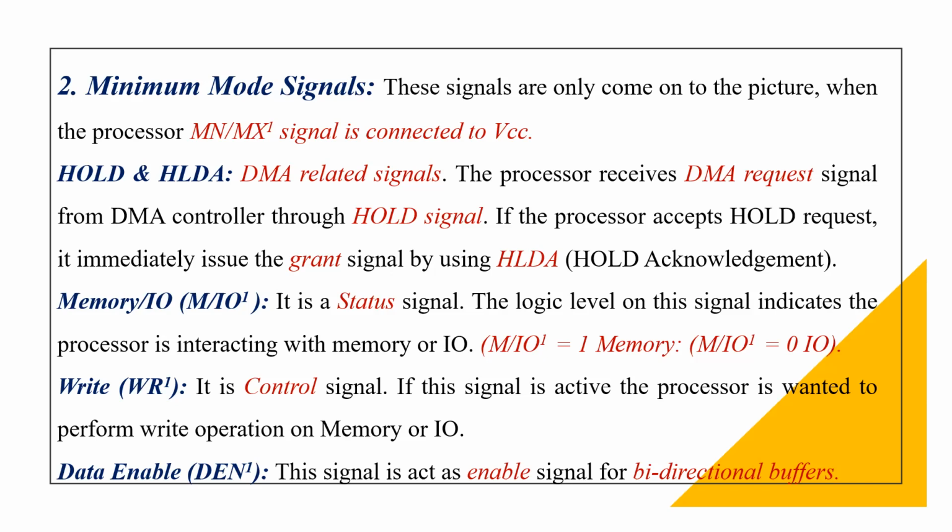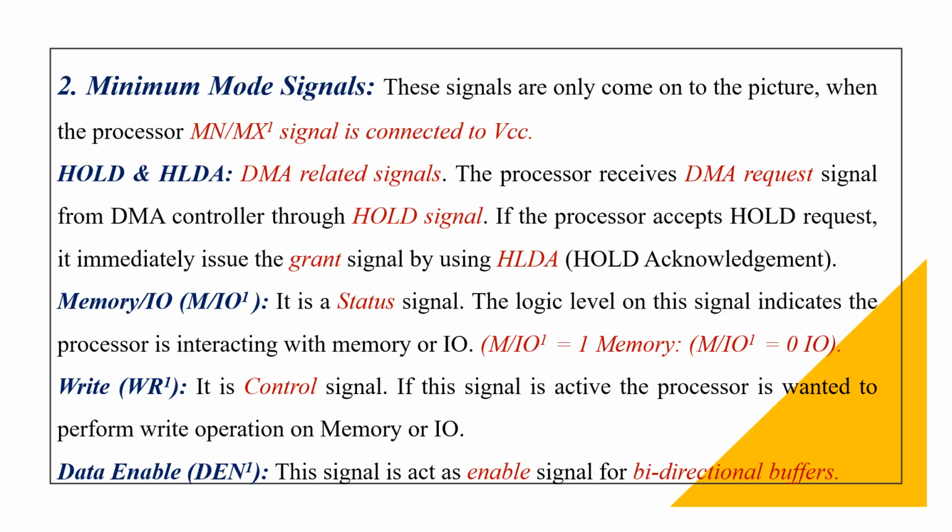And the next one is a control signal, the WR bar signal. Again, it is a control signal, like our common signal RD bar. If the signal is active, the processor wants to perform a write operation on memory or an IO device. And the next signal is data enable, DEN bar. This signal acts as an enable signal for bidirectional buffers. Once the signal is active, whatever information is present on the data lines, that is D15 to D0, is valid information.